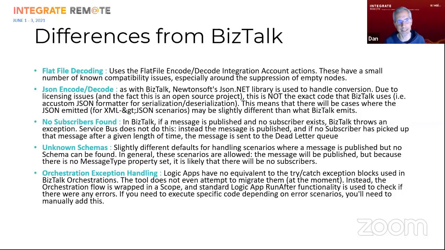That's important for you. And the same thing then with unknown schemas. An unknown schema, BizTalk will reject it, but Service Bus, it's just a message with no subscribers, so it's going to sit there. Also, exception handling works differently in BizTalk than it does in Logic Apps. In Logic Apps, you have the run after functionality. So because of that, the migrator tool will not immediately translate your exception blocks, and definitely not your compensation blocks, into that. You'll have to re-implement that manually.